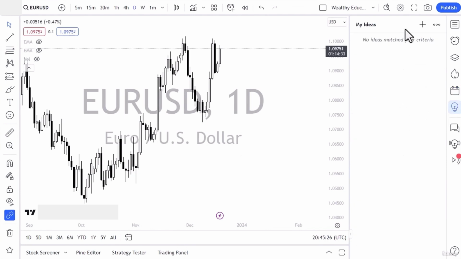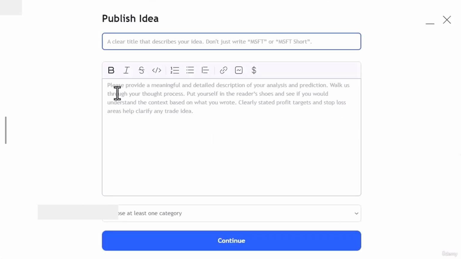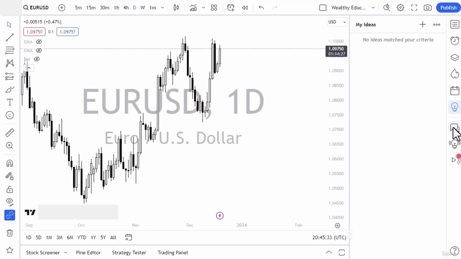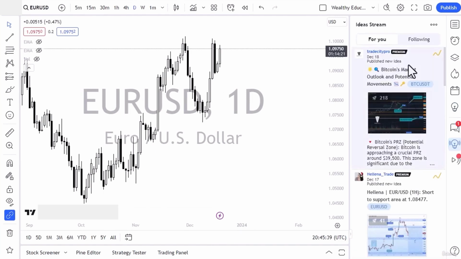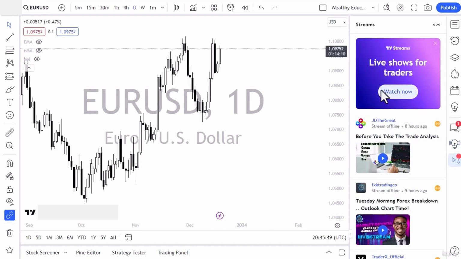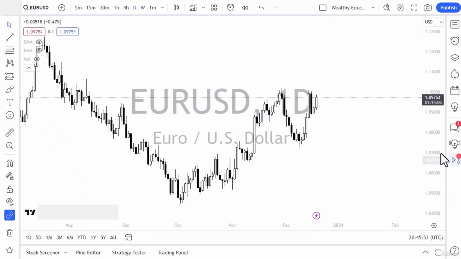My ideas. So you can create and publish an idea to the community. Over here, there are chats and ideas stream. So you can follow people. It's basically like Twitter. And then streams. People have live streams. So there's a lot of different things that pop up on this side window.